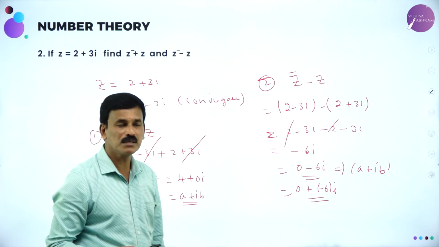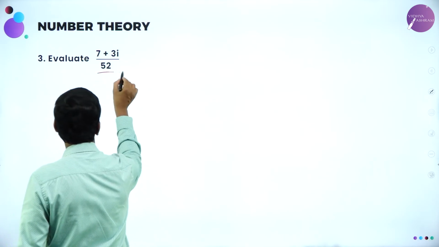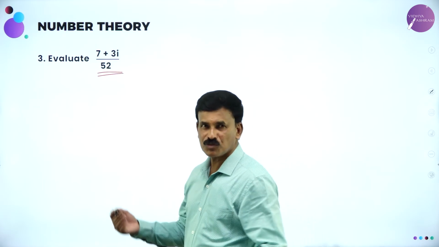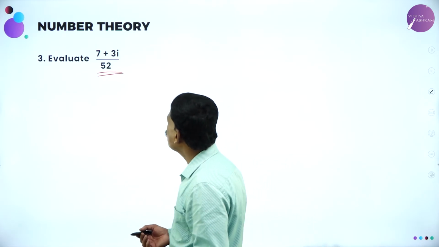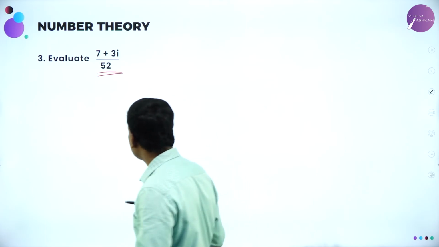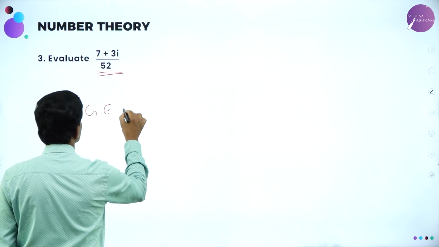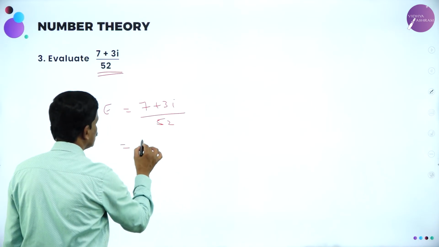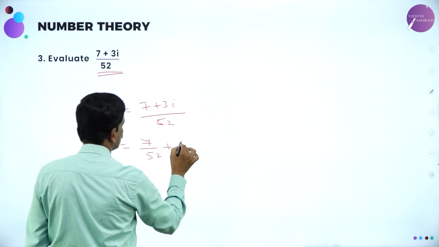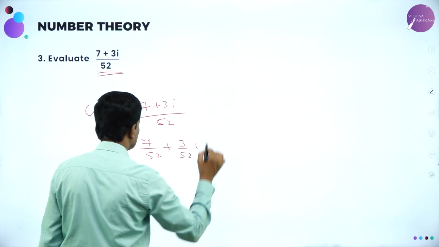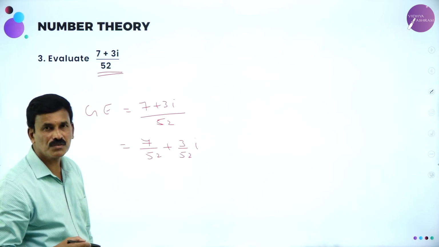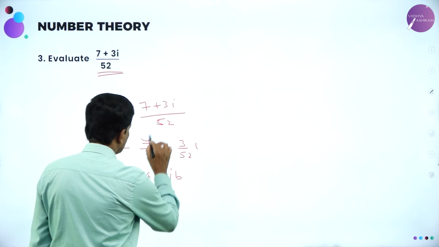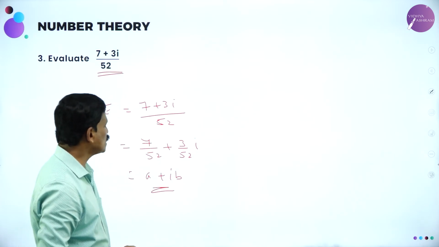Now, let us take a similar type of problem. Evaluate 7 plus 3i divided by 52. Okay, so very simple. This is a 1 mark question. Nothing else is given. Just term by term division. That's it. 7 by 52 plus 3 by 52 into i. If it is possible to divide, divide it. So again this is of the form a plus i into b, where a is equal to 7 by 52 and b is 3 divided by 52.